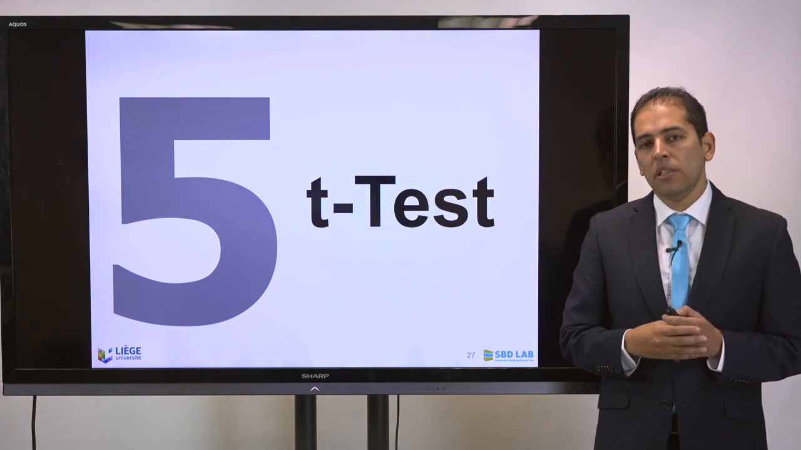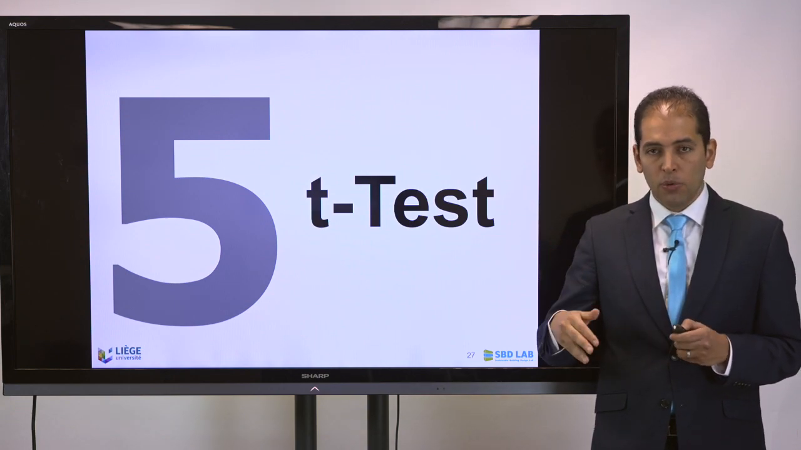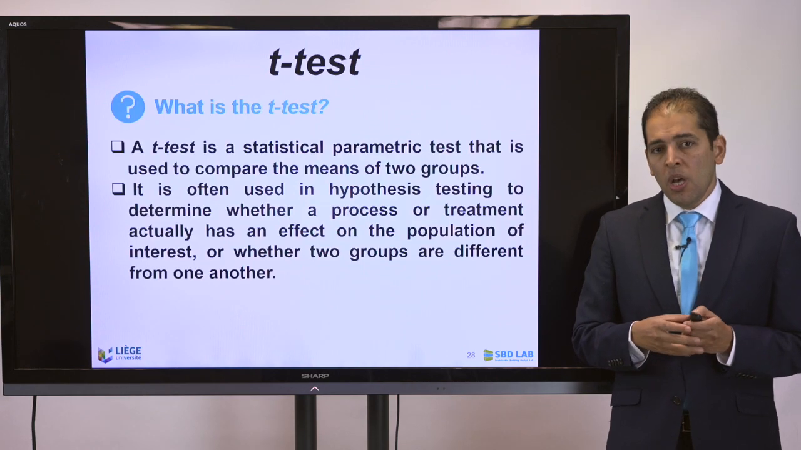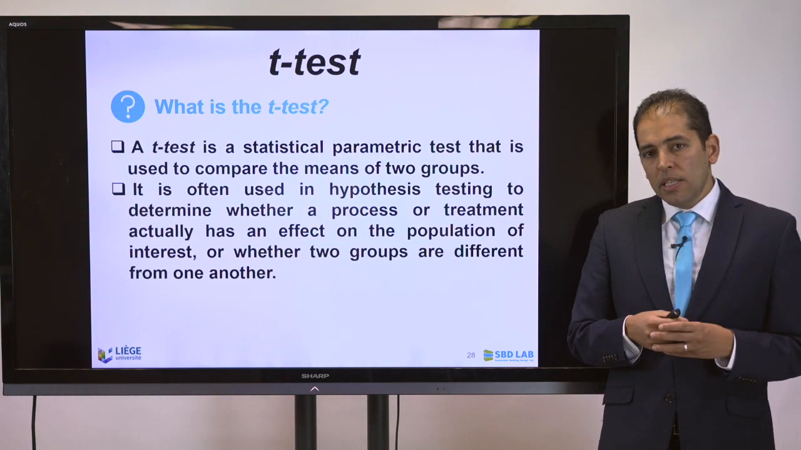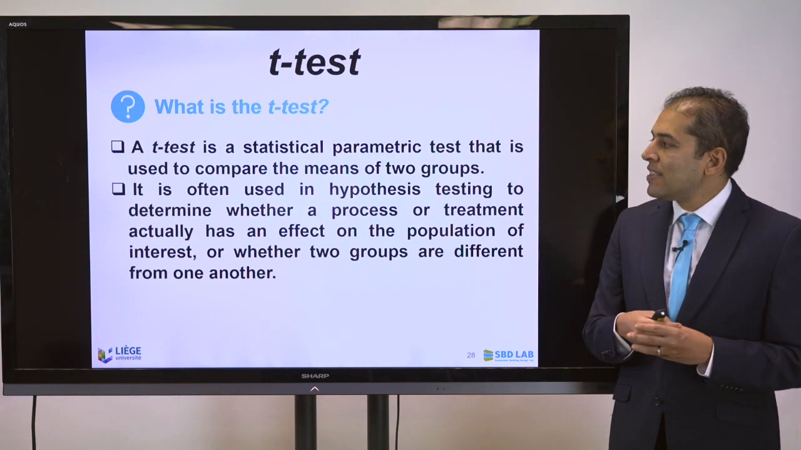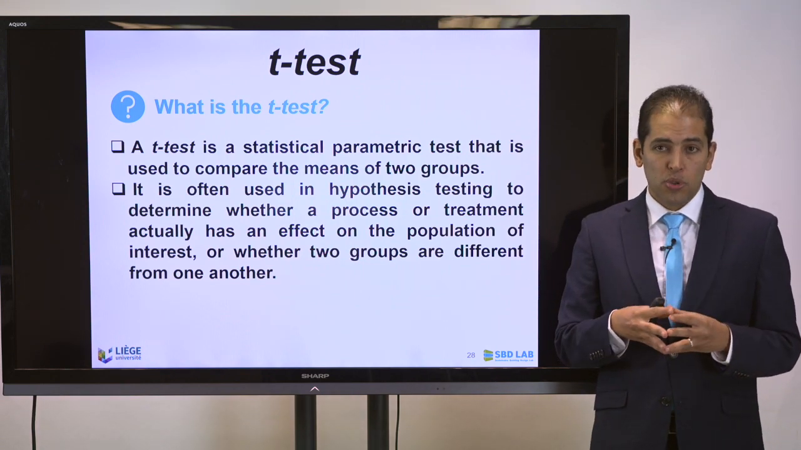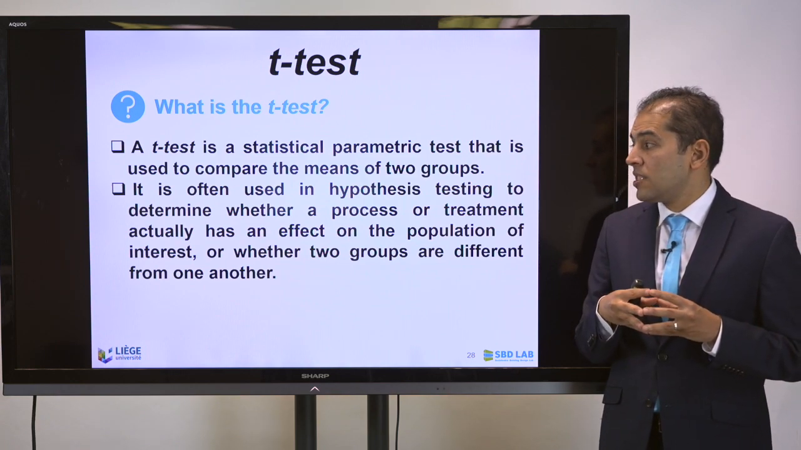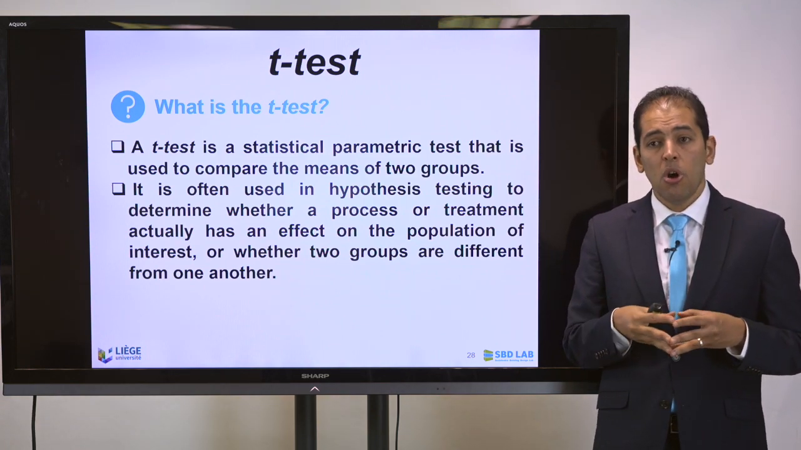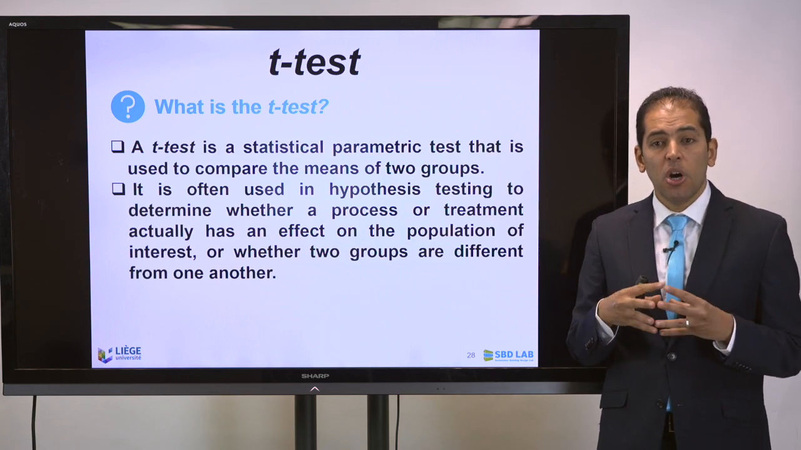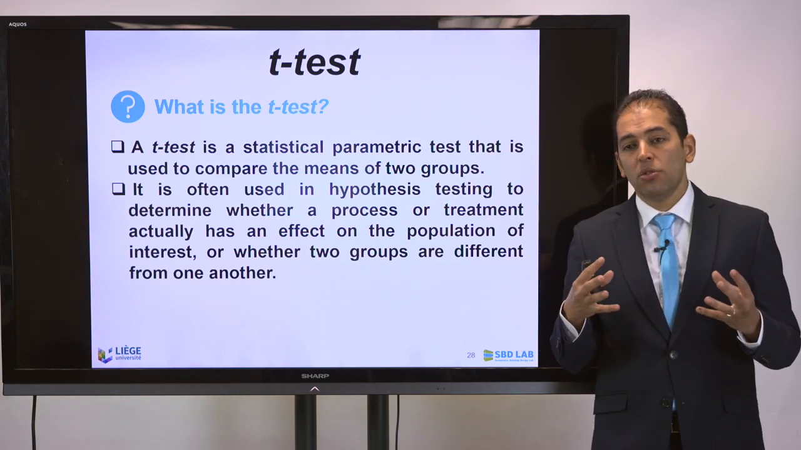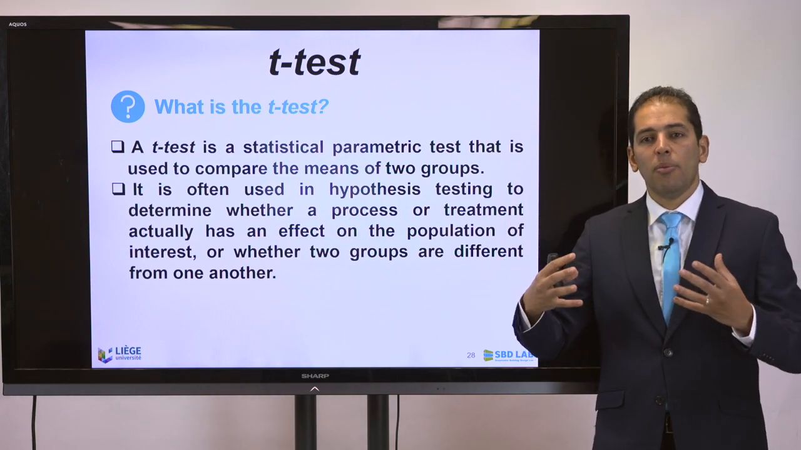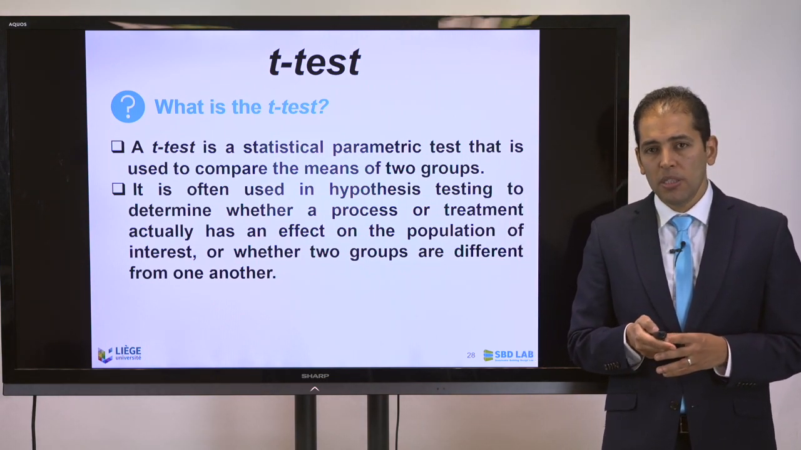Now let's talk about another important test, which is the t-test, which is part of those important tests to compare our samples. Well, the t-test is a statistical parametric test that is used to compare the means of two groups. It is often used in hypothesis testing to determine whether a process or a treatment actually has an effect on the population of interest, or whether two groups are different from one another. So again, it is another type of test of comparison of means.